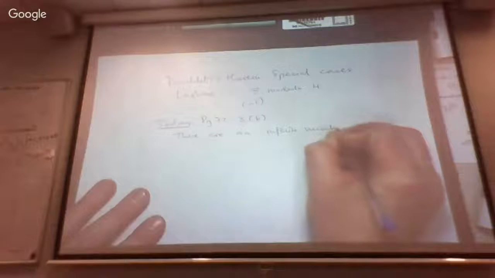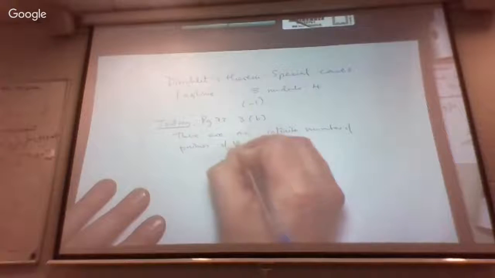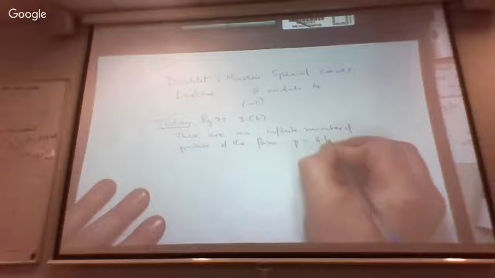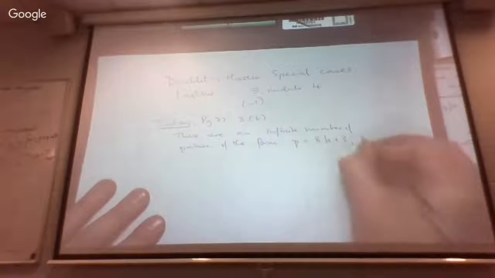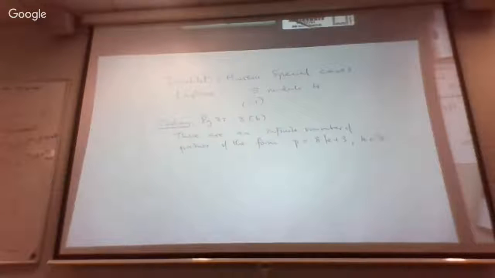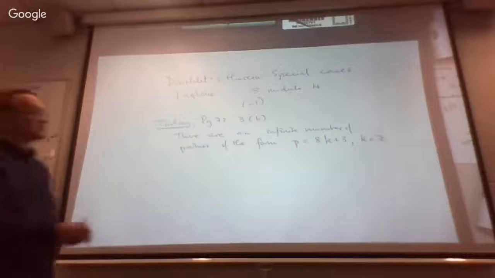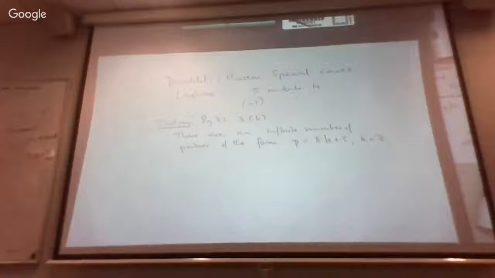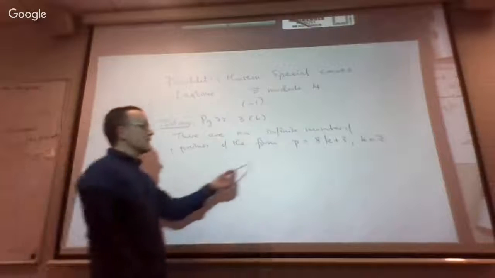There are an infinite number of primes of the form p equal to 8k plus 3, where k is an integer. What we're talking about is the congruence class of 3 modulo 8. We're not claiming that they are all prime, certainly not.